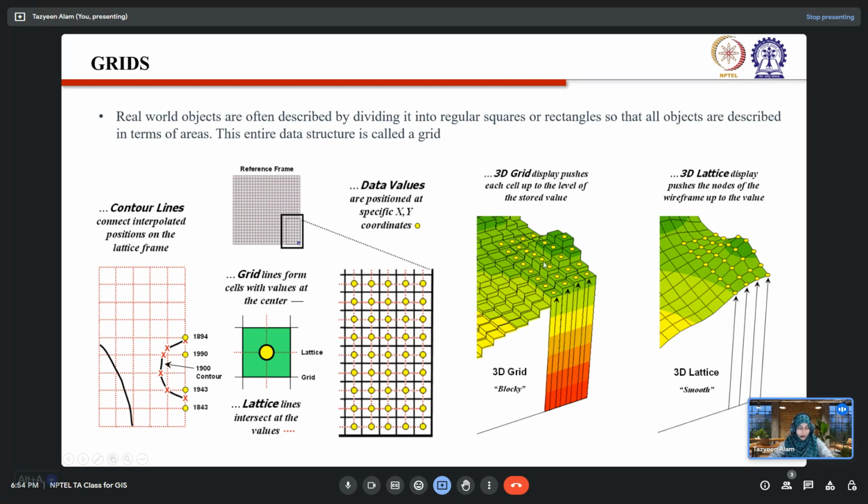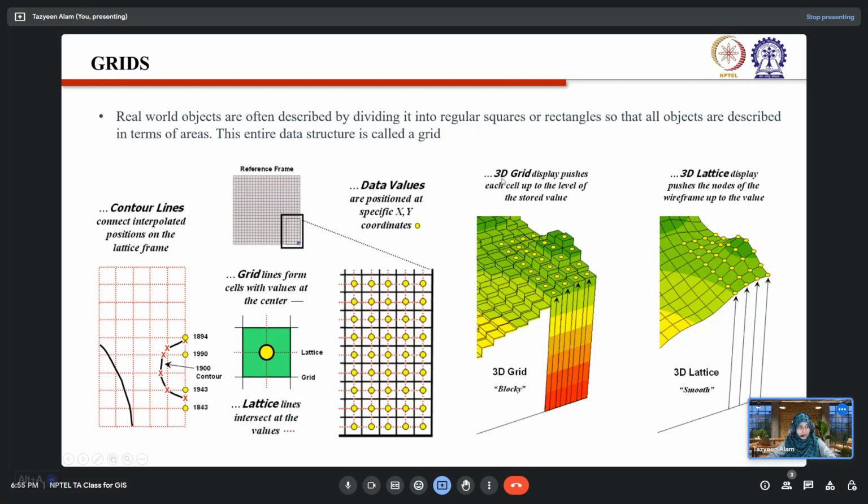So what is happening, each of these grids that have their data values marked with these yellow dots, we see that now in 3D all the grids have a different height or a different elevation as per the value that is stored in them, and this particular representation is known as your 3D grid, or blocky, and this is your 3D lattice, known as smooth. So this is a smooth lattice, while this is a block grid representation.